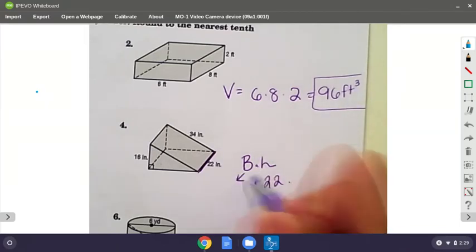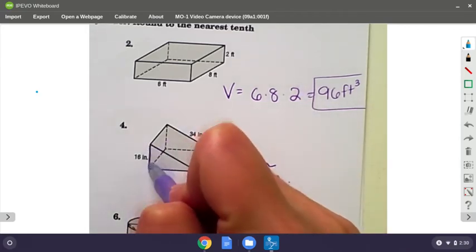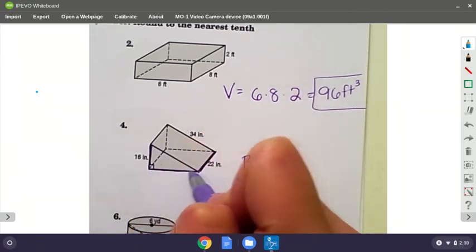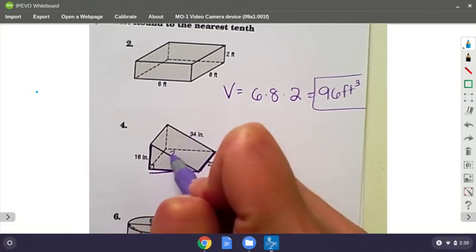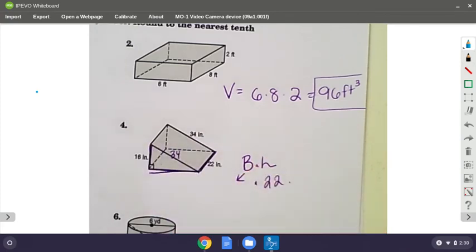And then for the area of the base, it's a triangle. So we need 1/2 times base times height of the triangle. So this is the height of the triangle. This is the base of the triangle. We actually don't know that, but we can find it. So if this is 34, this is 34, you can do Pythagorean theorem to figure out that base.